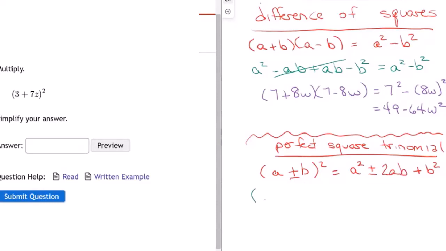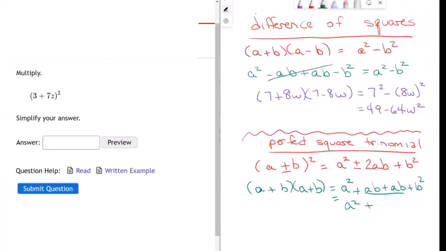Well, let's just use a plus b times a plus b. Well, that equals a squared, first times first, outer times outer, inner times inner, and last times last. I can combine my middle terms, and ab plus ab is 2ab plus b squared. These are the two special cases of multiplication.